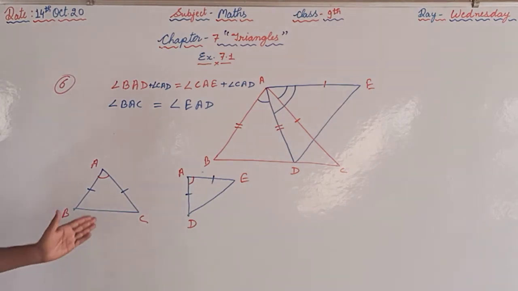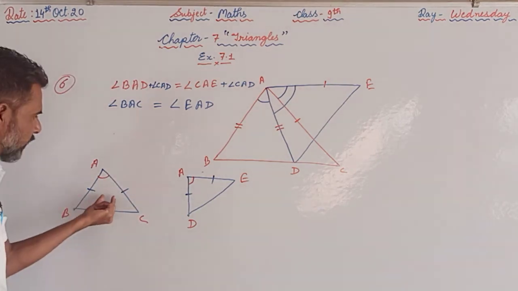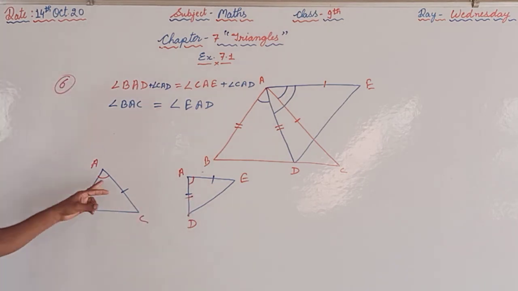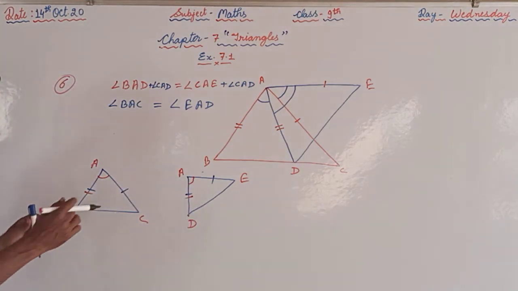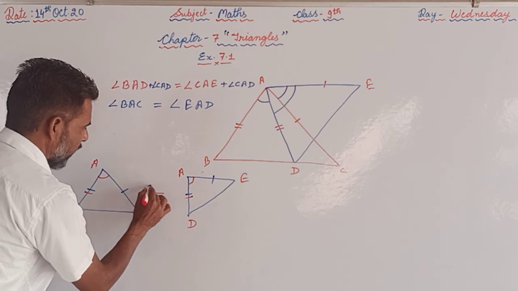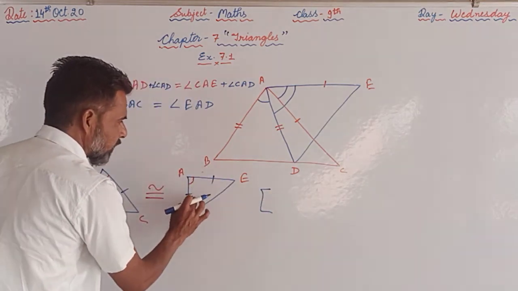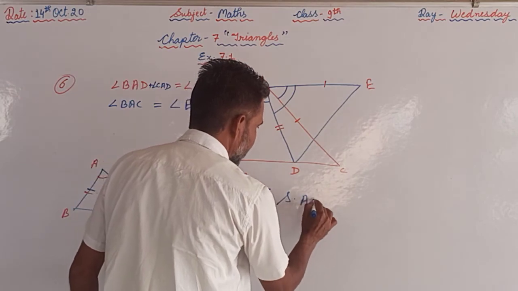Now in these two triangles, two sides are equal and the included angle is also equal. So we can say that these two triangles are congruent by the criteria, that is side angle side.